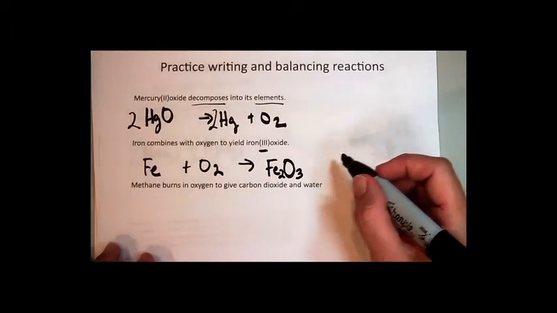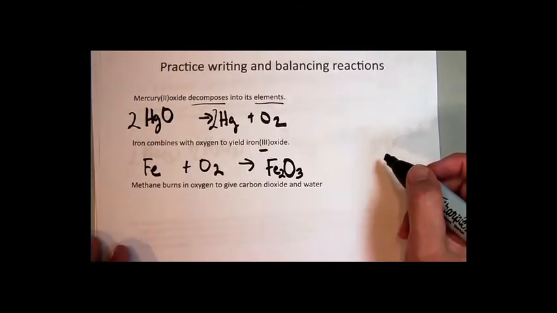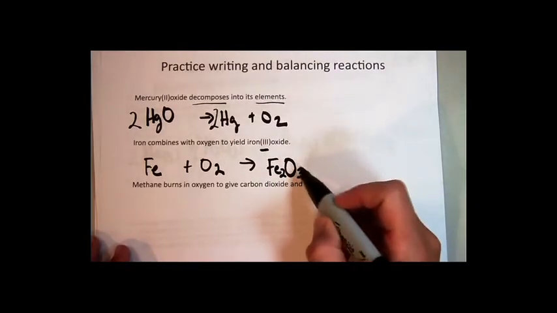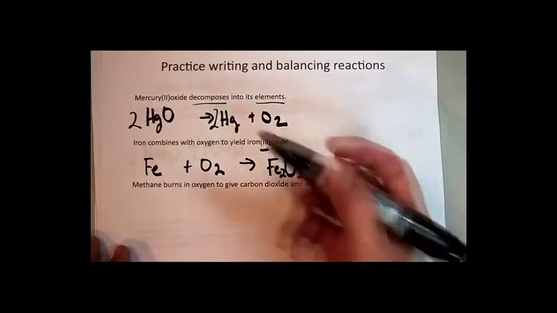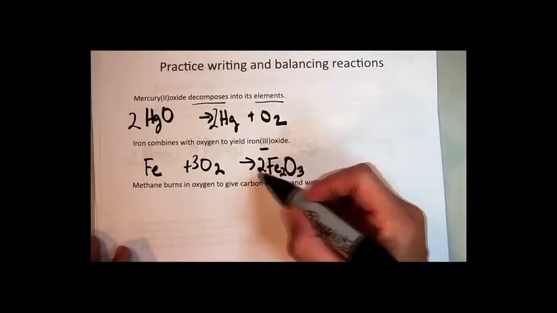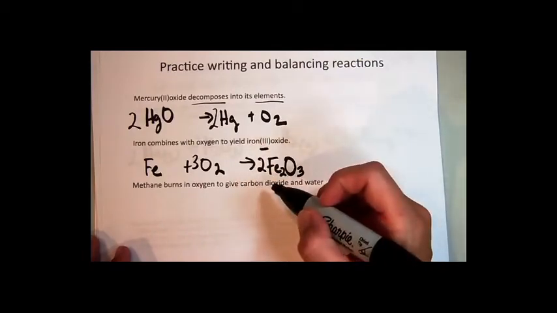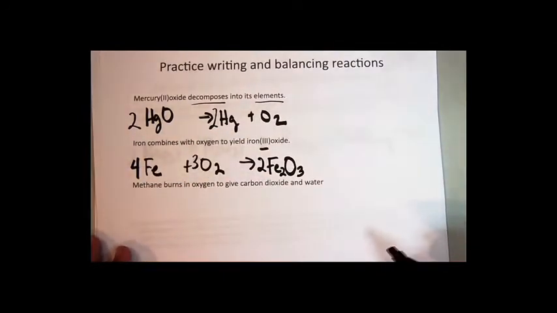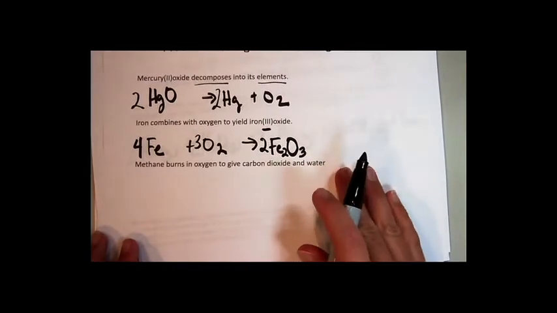Okay? Again, after you write down everything correctly, then you look to see if you can balance it or if it needs to be balanced. In this case, it does. We have 3, an odd number of oxygens here, and an even number there. So in order to get that fixed, I'm going to have to put a 3 here and a 2 here. And when I do that, that gives me a total of how many iron here? That gives me a total of 4 iron, so I'm going to have to put a 4 right there. It's balanced.